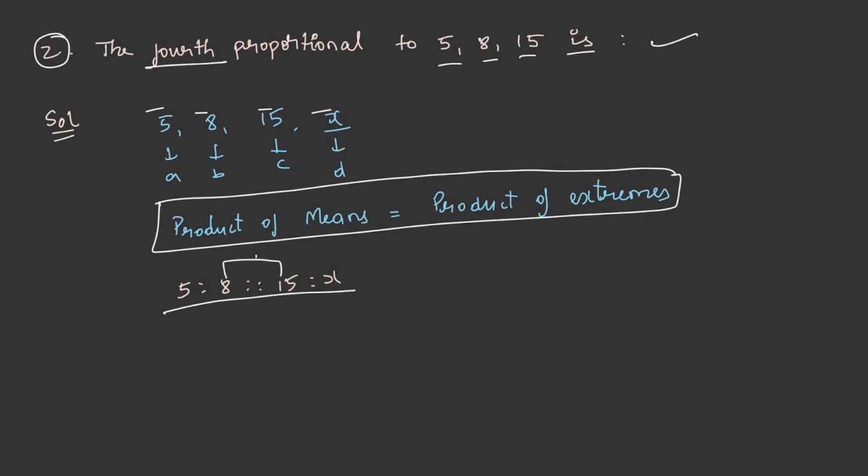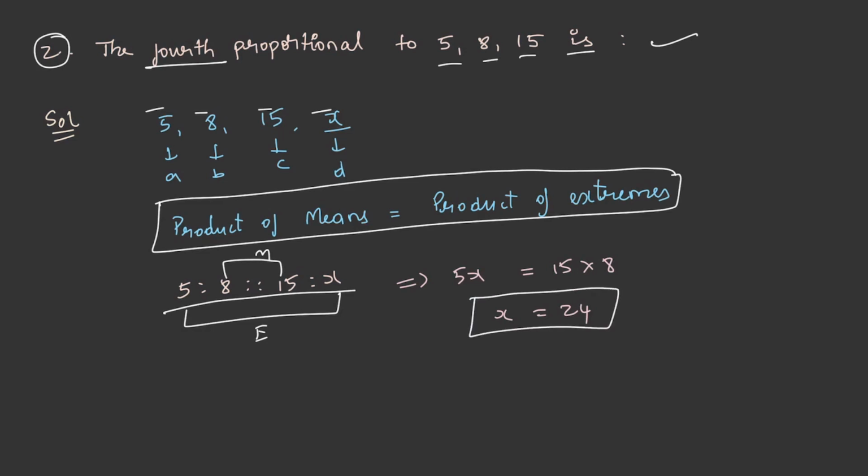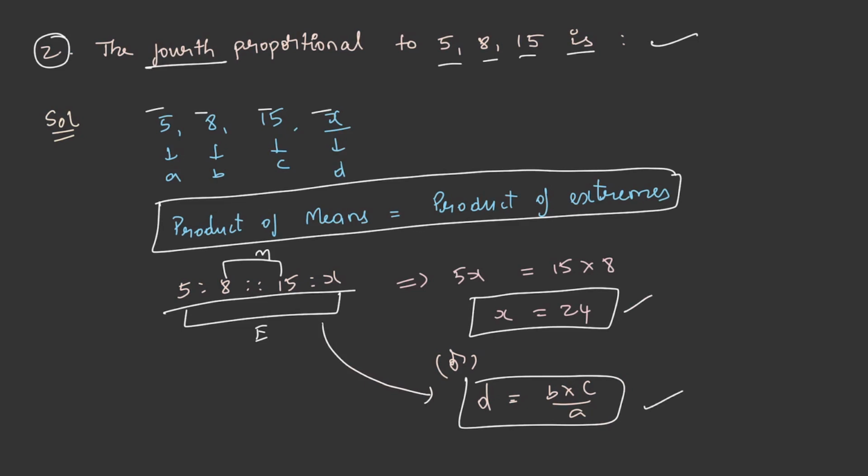Now, product of means is equal to product of extremes. Therefore, 5x is equal to 15 into 8. And the value of x will be 24. This is how you can find out the fourth proportional. Or you can directly substitute in the formula, that is D is equal to B into C by A. Even this formula is derived from the product of means is equal to product of extremes. So both are one and the same.